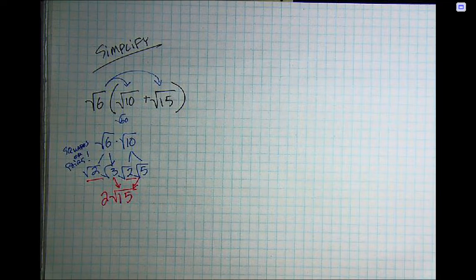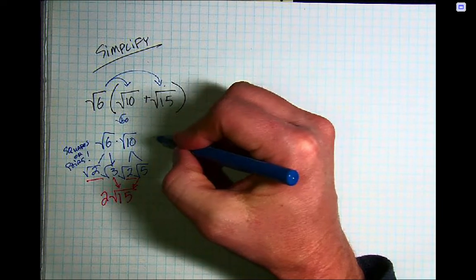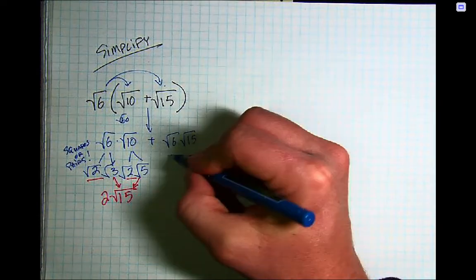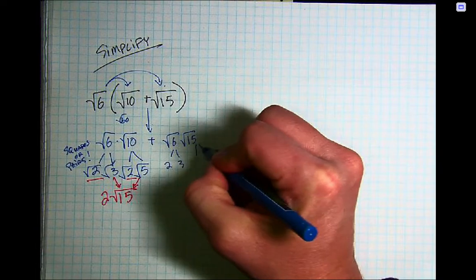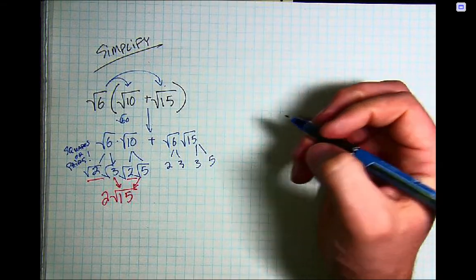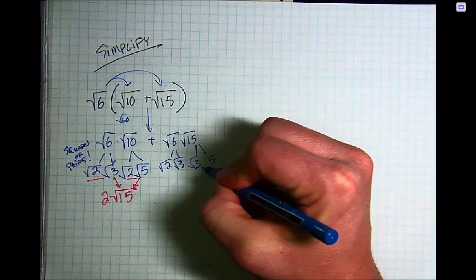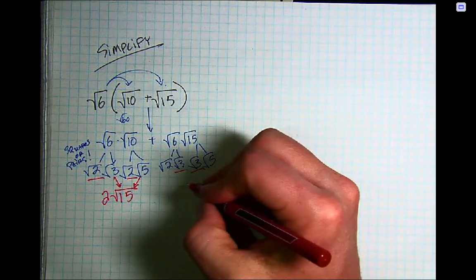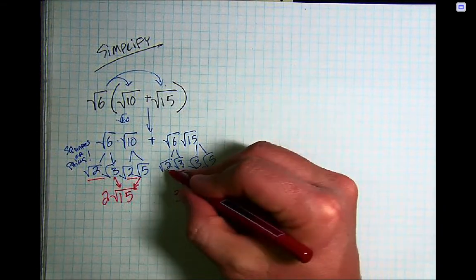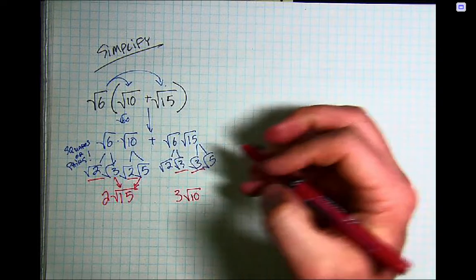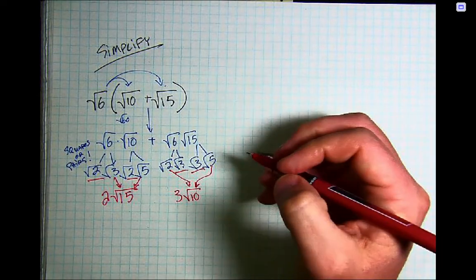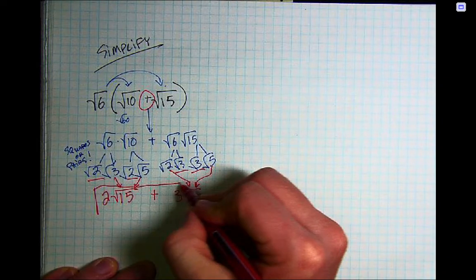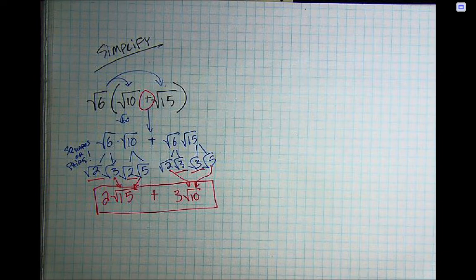And then for my second part, I've got to do radical 6 times radical 15 with a plus in the middle. This is 2, 3, 3, 5. So I'm looking for squares and pairs. I don't have any squares, but I do have a pair of 3s here. So I'm going to have a 3 in front and a 10 stuck inside, right? Because the 2 and the 5. And what was in the middle of it all? A plus. And that would be my answer to that problem.